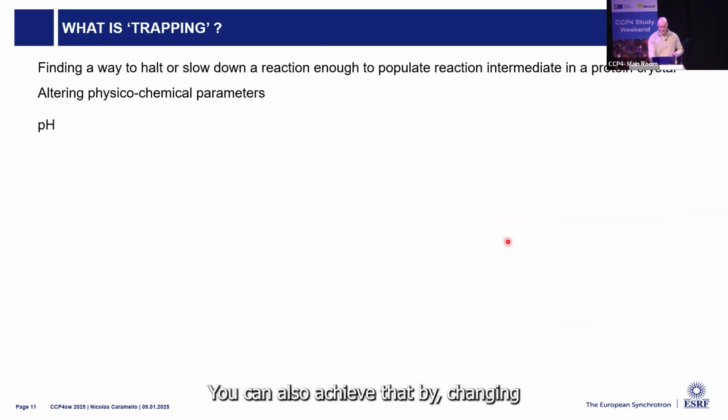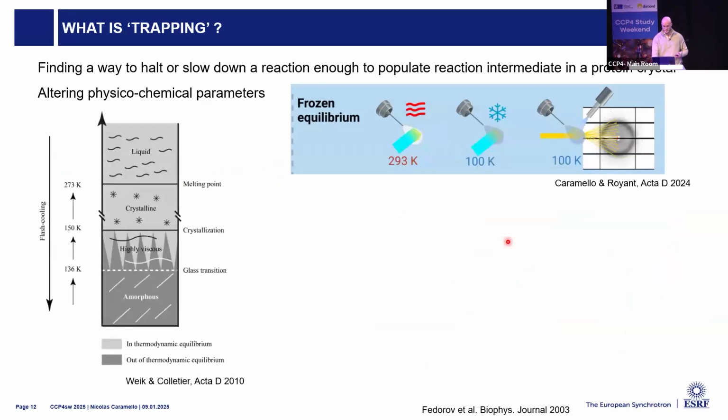You can also achieve that by changing physicochemical parameters, such as pH, but most often the one that's been the most used is temperature. That's because, as is nicely explained in this review, by lowering the temperature, you go through increasingly restricting conformational change states. And you can think of it as lowering the potential energy landscape.